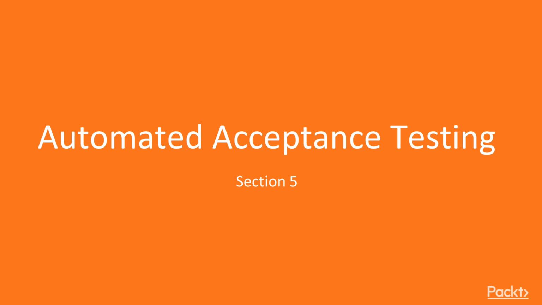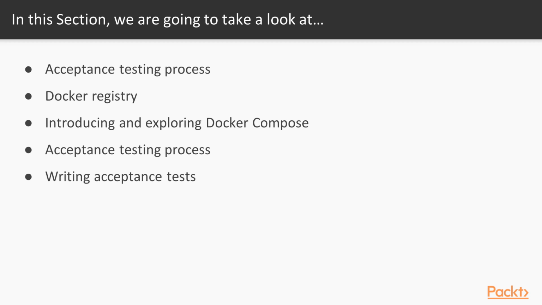Welcome to the next section, Automated Acceptance Testing. In this section, we will first introduce you to the concept of acceptance testing process. Then we will explain the idea of the artifact repository and create the Docker registry on Docker Hub.